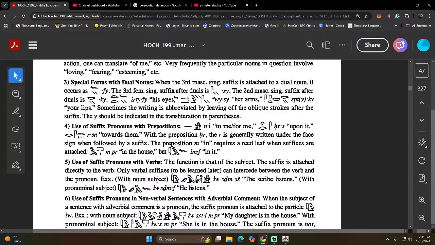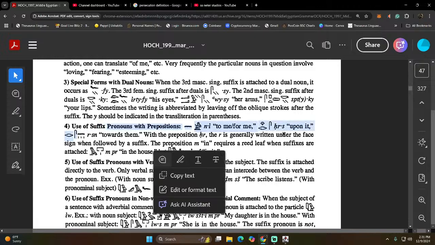All right, but I encourage y'all to read all of that. Now it says the use of suffix pronouns with prepositions. So it says ni, to me, or ni in, to me or for me, or hair s upon it, or sin toward them. With the preposition hair and are in general written under the face sign when followed by a suffix. I know, see, I'm not going to teach like that. Nope. I need to just show y'all because I know people don't understand what that means. And I'm doing too much reading and not showing. So let me take this and show you what he's talking about.